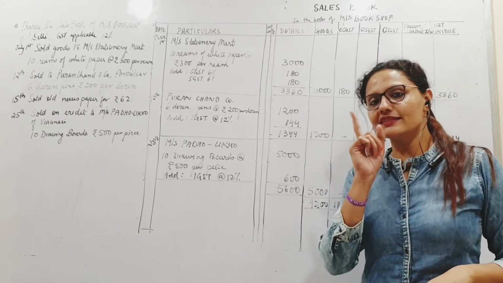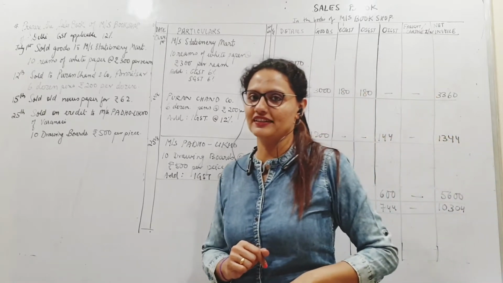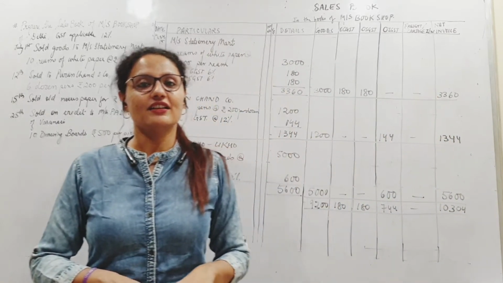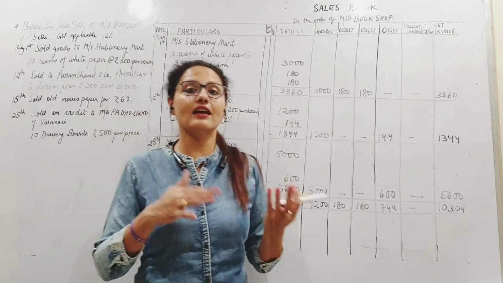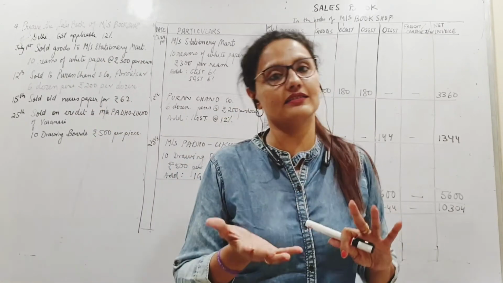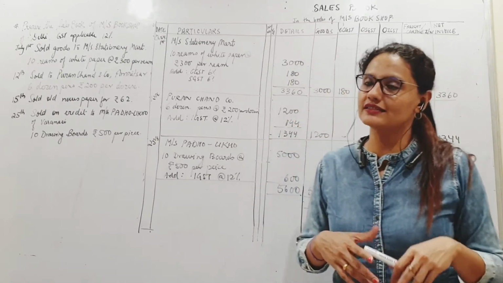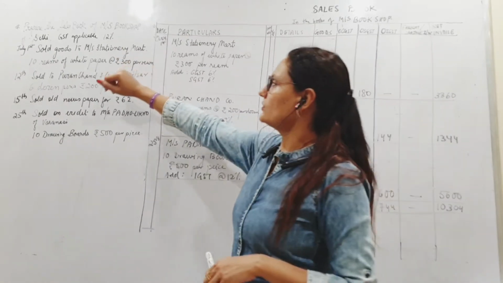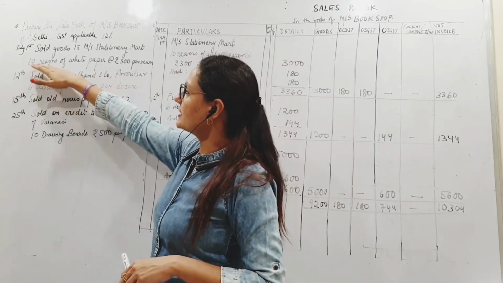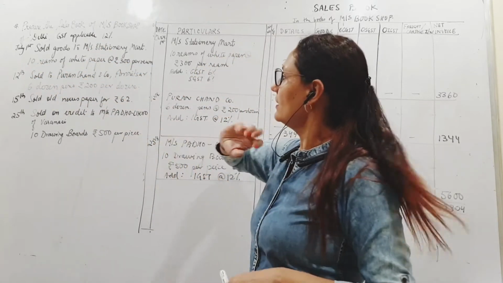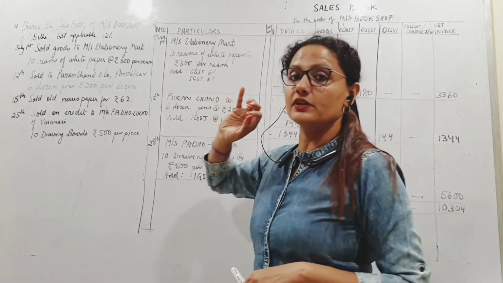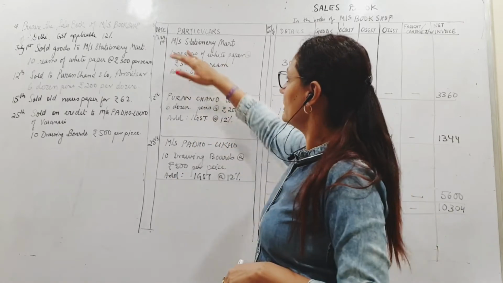Those children who had listened to me carefully will remember that if nothing is mentioned, we assume it's an intrastate transaction within the state. So, which tax will be applicable? CGST and SGST. Okay, so we'll take that. And what are we selling? 10 reams of white paper at the rate of 300 per ream. So we'll just put it here.